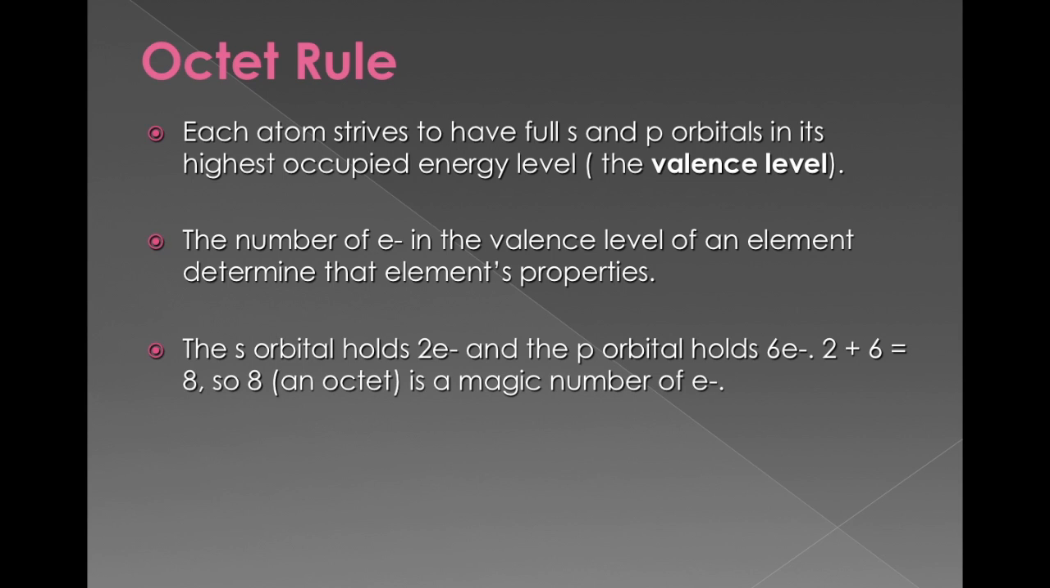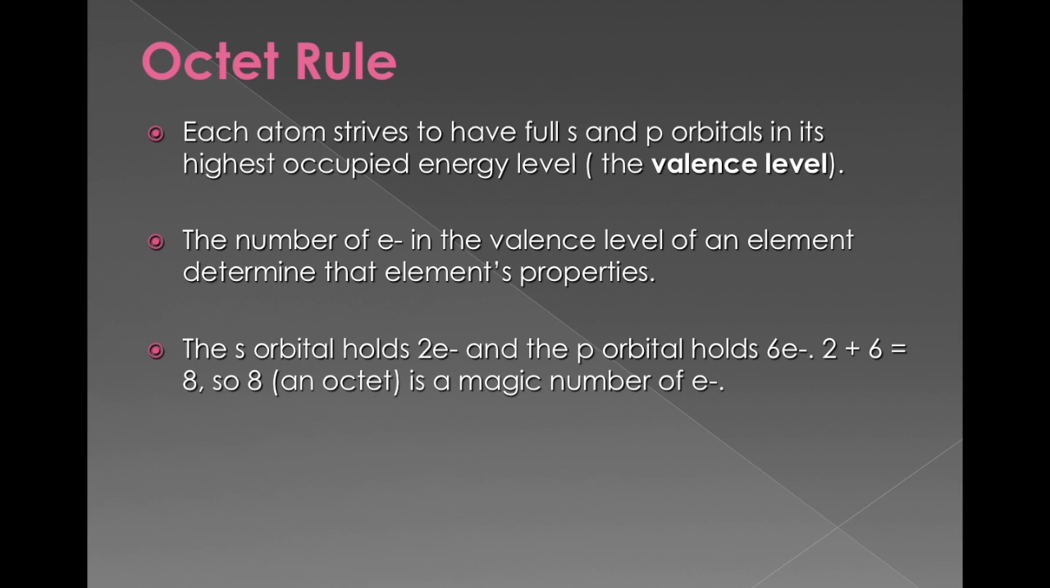First, a quick review of the octet rule, which tells us that each atom strives to have a full s and p orbital in its highest occupied energy level, which is the valence level. The number of electrons in the valence level of an element determines that element's properties, whether it's a metal or nonmetal or a metalloid, and how reactive it is.